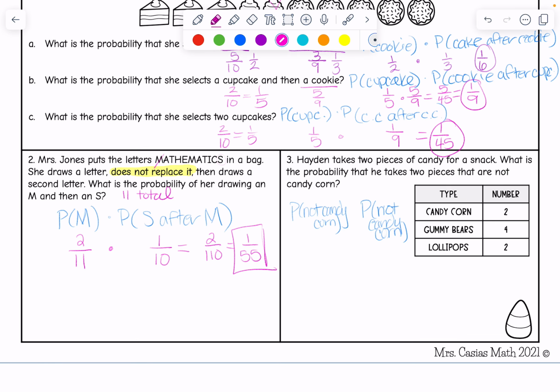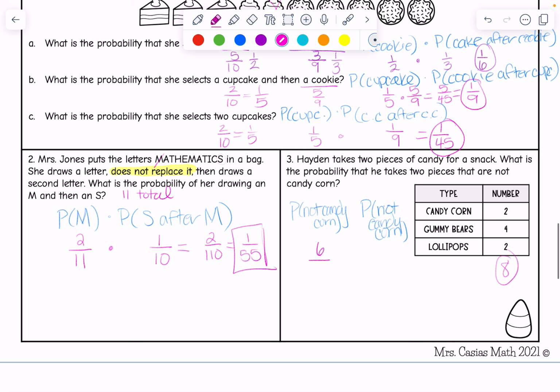Number 3, Hayden takes 2 pieces of candy for a snack. What is the probability that he takes 2 pieces that are not candy corn? First of all, it looks like we have a total of 8 pieces of candy. If I want to know the probability that the first piece that he grabs is not candy corn, there's 2 candy corn, which means that there's 6 that are not candy corn. So he has a 6/8 chance there. And then the probability that the next piece he grabs is not candy corn. Well, assuming that the first one wasn't candy corn, now there's going to be 5 pieces left that are not candy corn out of 7 total pieces.